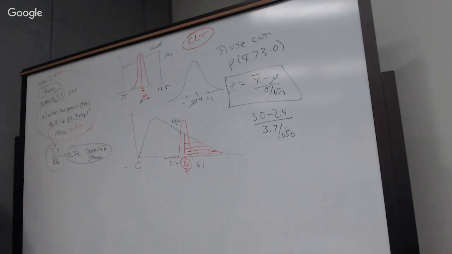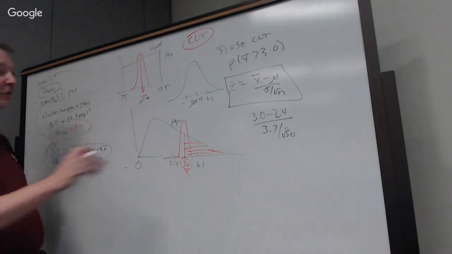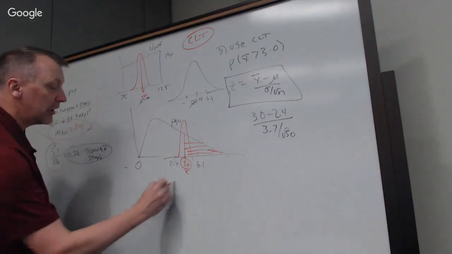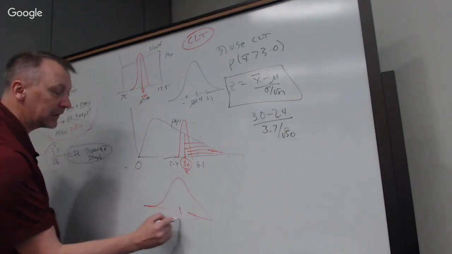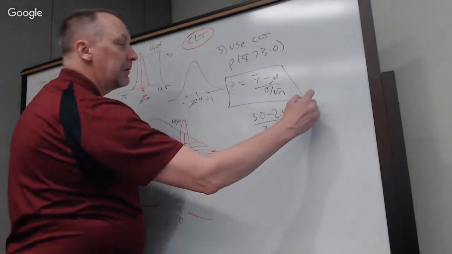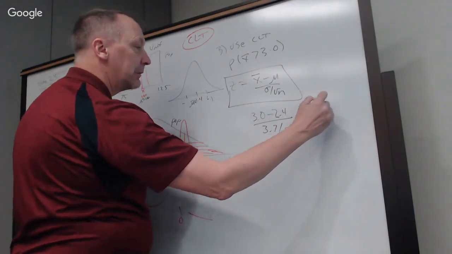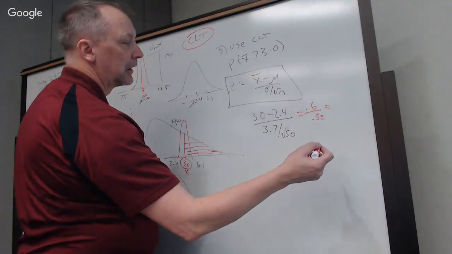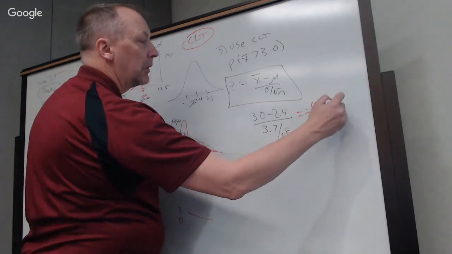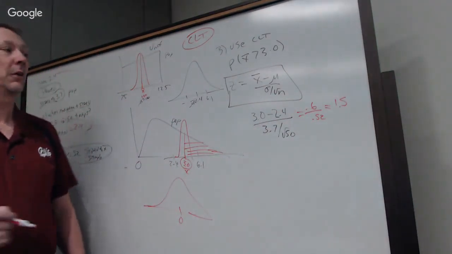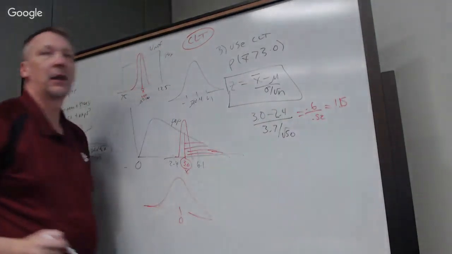How do you find that area to the right? Find the z-score. So what I've done is I've now converted this to a normal distribution, which it's not, but I've converted it. That's 0. And this answer is going to be 0.6 divided by 0.52, which is going to be 1.15. And then you go to your table.